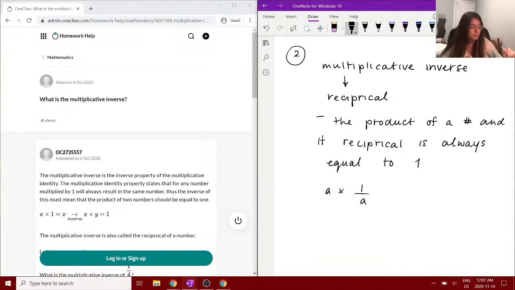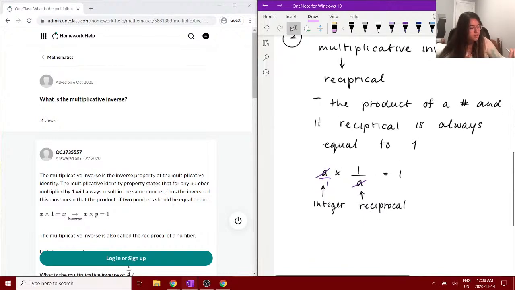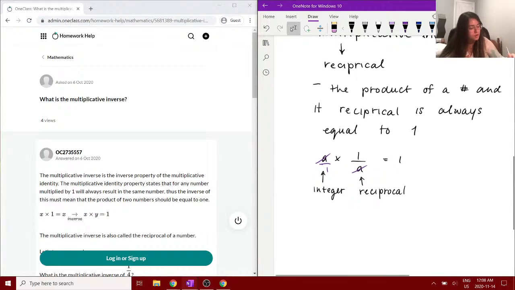You only write what's in the numerator. So here we have the integer, and here we have its reciprocal, and this is always equal to 1 because essentially you can imagine it as canceling each other out, right? And if you have 1 in the denominator here, you're left with 1 over 1, or just 1, right? So the product of a number and its reciprocal is always equal to 1.